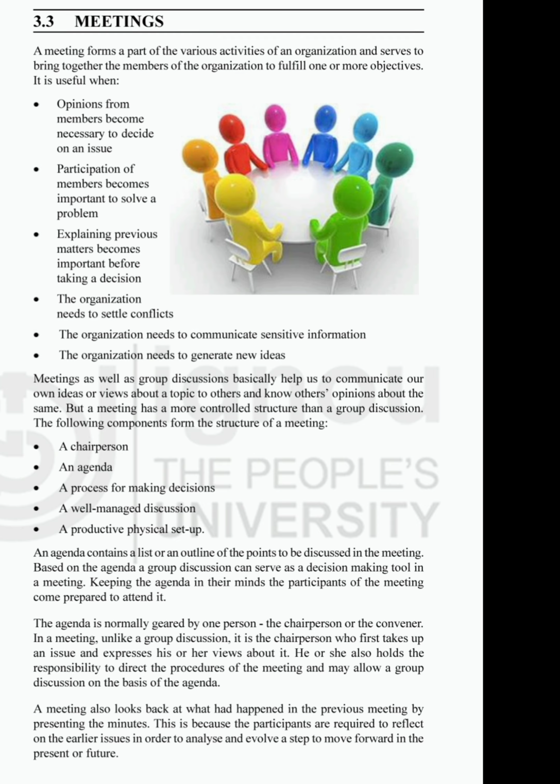Meetings as well as group discussions basically help us to communicate our own ideas or views about a topic to others and know others' opinions about the same. But a meeting has a more controlled structure than a group discussion. The following components form the structure of a meeting: a chairperson, an agenda, a process for making decisions, a well-managed discussion, a productive physical setup.